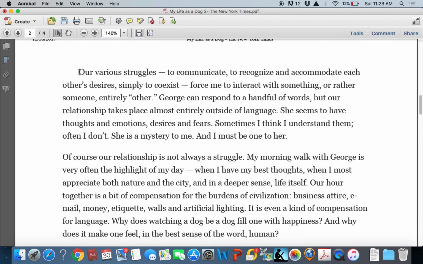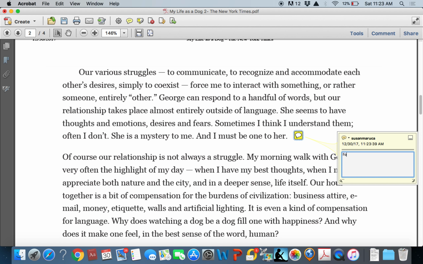Our various struggles to communicate, to recognize, and accommodate each other's desires, simply to coexist, force me to interact with something, or rather someone entirely other. George can respond to a handful of words, but our relationship takes place almost entirely outside of language. She seems to have thoughts and emotions, desires and fears. Sometimes I think I understand them. Often I don't. She is a mystery to me, and I must be one to her.